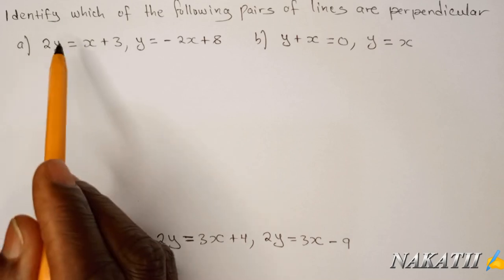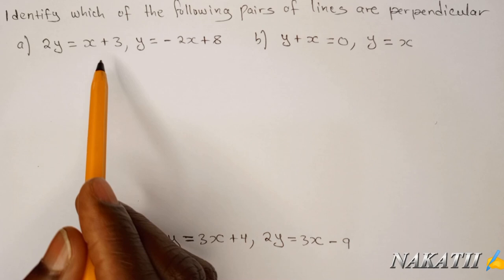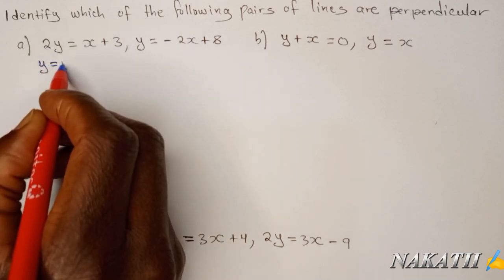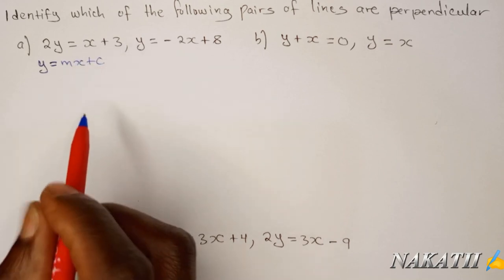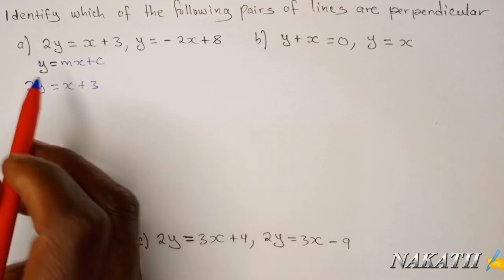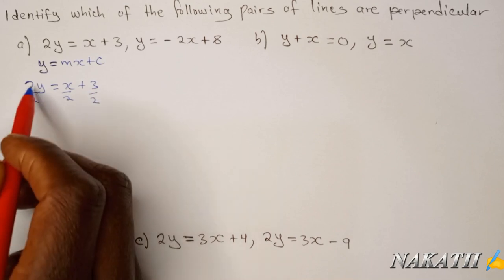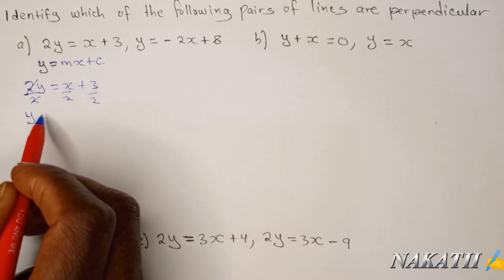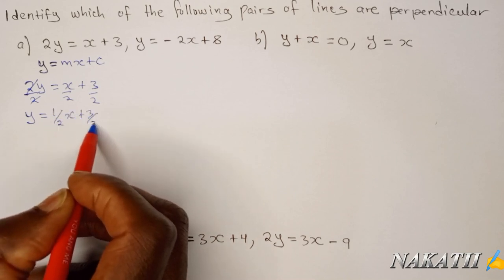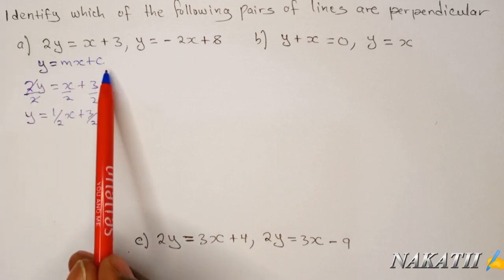To find the gradient of this one, we just write it in the form y equals mx plus c. So I'm having 2y equals x plus 3. To rearrange it this way, you just divide everything by 2. So you're going to have y equals 1 over 2x plus 3 over 2. That is the equation rearranged in the form y equals mx plus c.